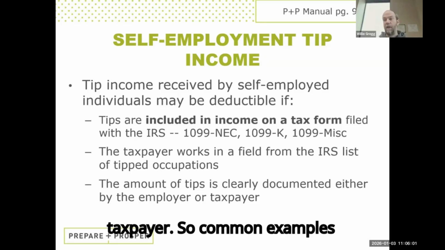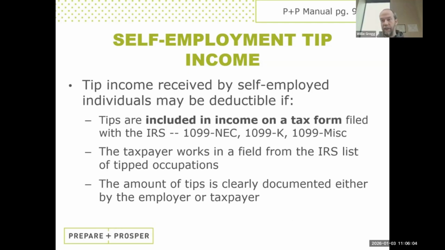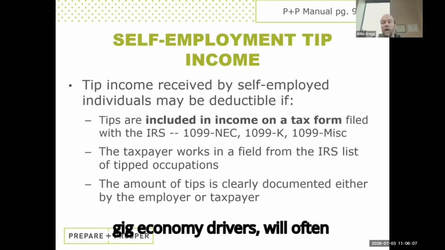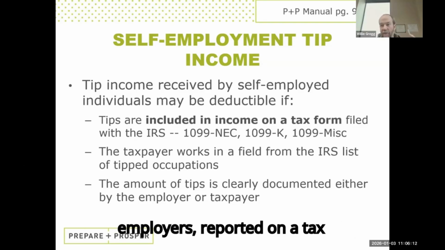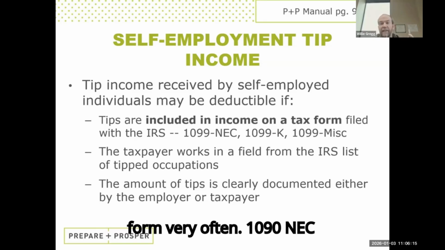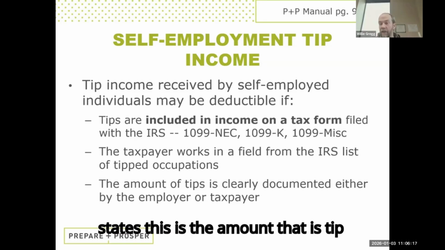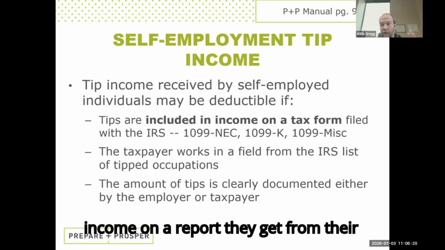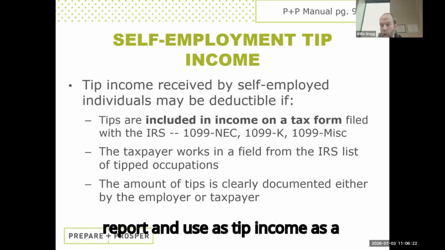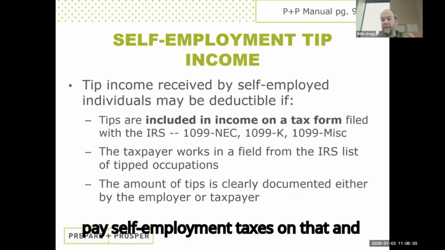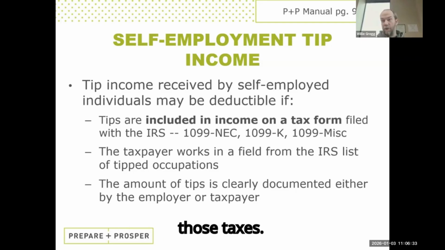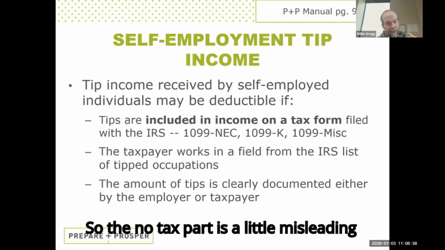So common examples there are the Uber and Lyft gig economy drivers, who will often have a report or a breakdown from their employers, reported on a tax form very often. 1099 NECs state this is the amount that is tip income on a report they get from their online account. Totally good to go to report and use as tip income as a deduction. However, they're going to pay self-employment taxes on that and state taxes. It does not eliminate those taxes. So the no tax part is a little misleading there.